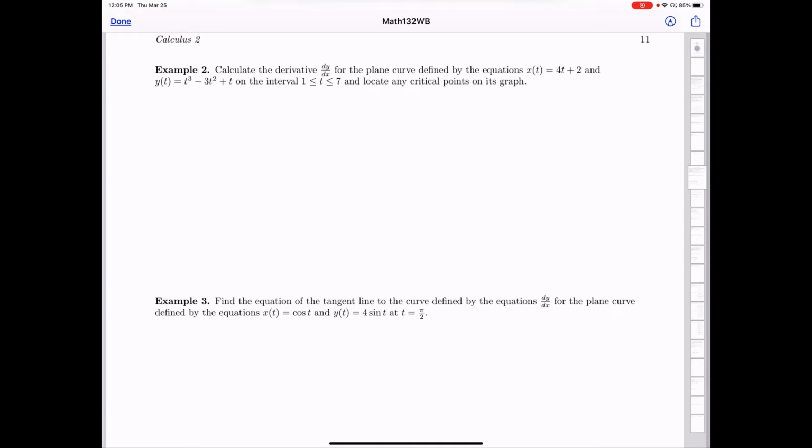X of t is 4t plus 2. Y of t is t cubed minus 3t squared plus t, and we are looking only on the interval from 1 to 7. So this curve draws out over our parameter values from 1 to 7.